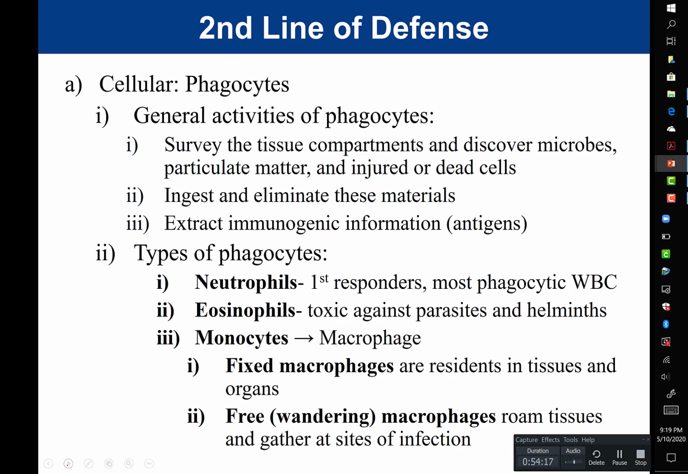So this is the surveillance component of your immune system. Their job is to ingest and eliminate these materials. So again, to do phagocytosis and to destroy that bacteria. And then lastly, their job is to extract immunogenic information or antigens.